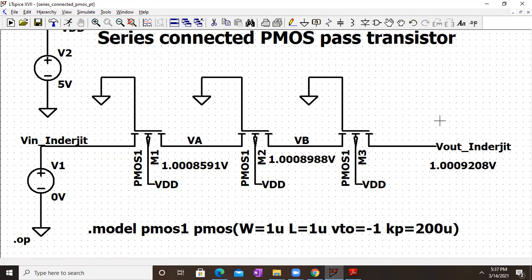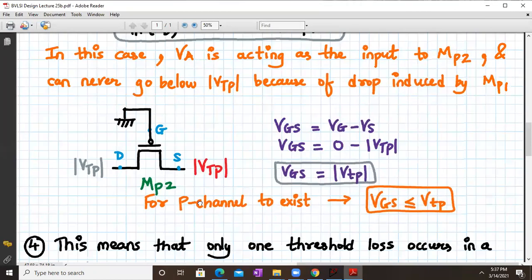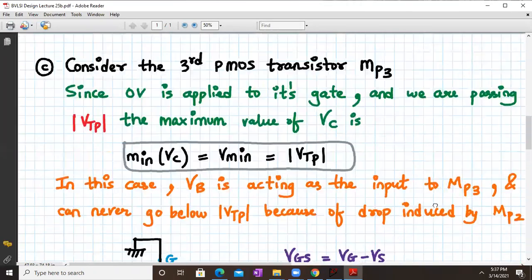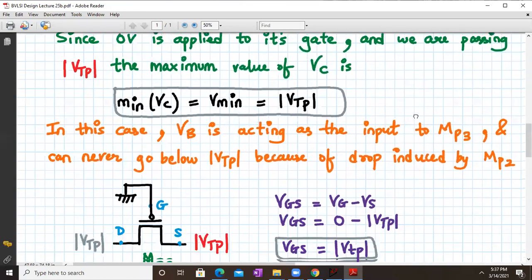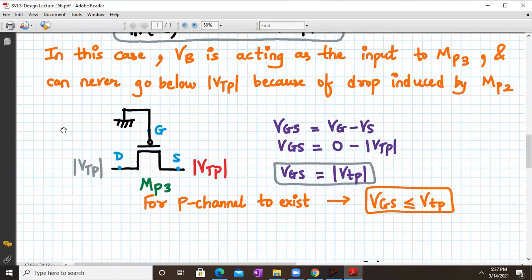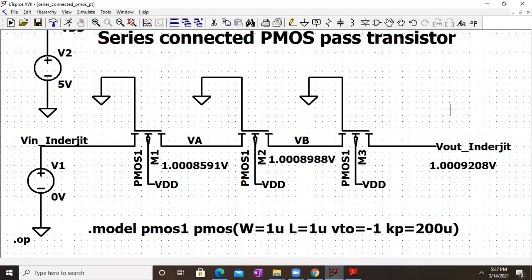Now let us check why Vout is 1 volt. So we have to go for the third transistor. For the third PMOS transistor, again the drain terminal is at mod of VTP, gate terminal is 0, and the source terminal has to be mod of VTP for a P channel to exist, for the similar conditions which we have discussed just now. Hence, your Vout value is also at 1 volt. Fine.